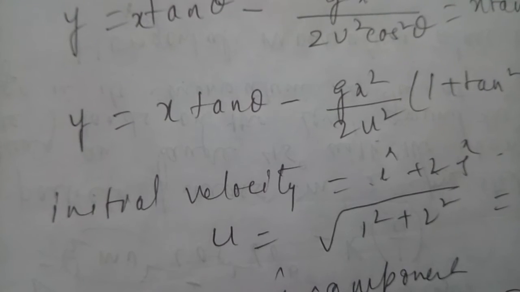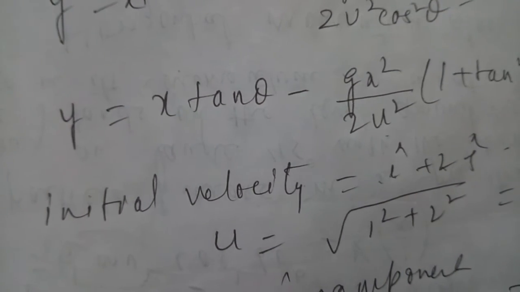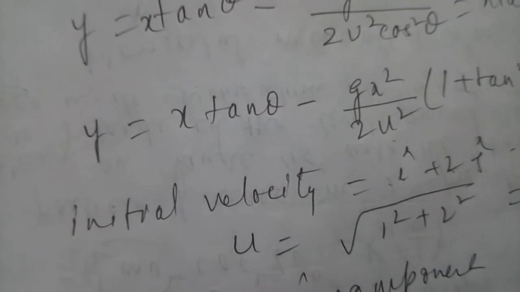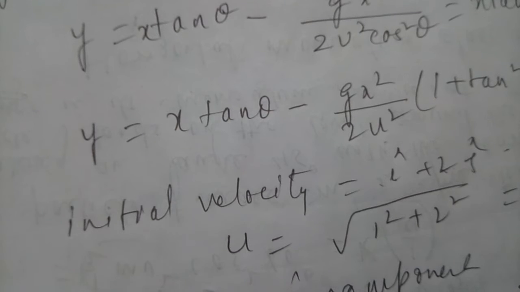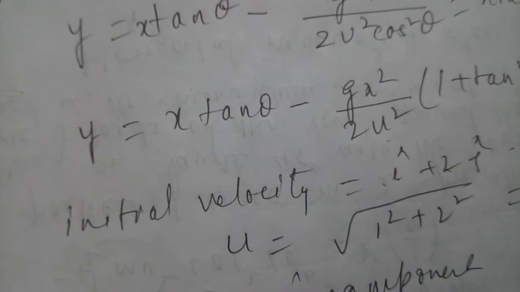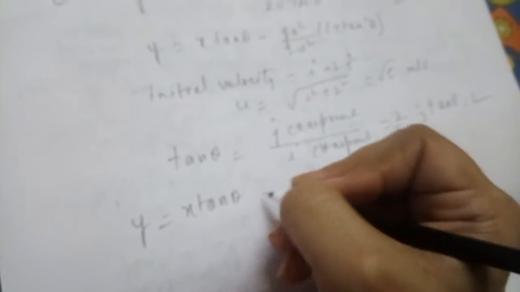Now we are going to substitute everything in this equation. The value of g is already specified, minus 10. So let us substitute everything and see what we get. Actually g is 10, it cannot be minus, so g should be 10. Let's write y equals x tan theta minus, I'm writing the formula, and then we will substitute 1 plus tan square theta.